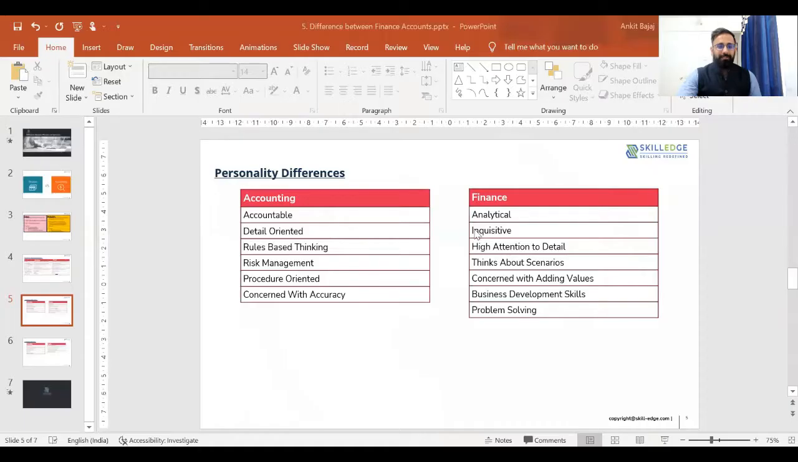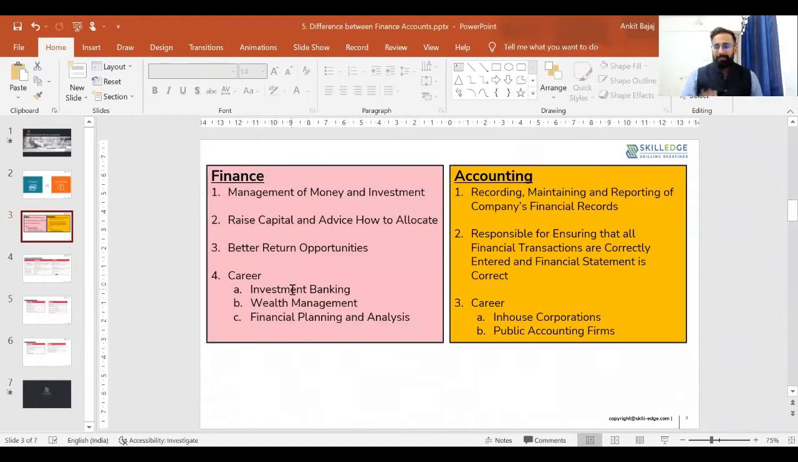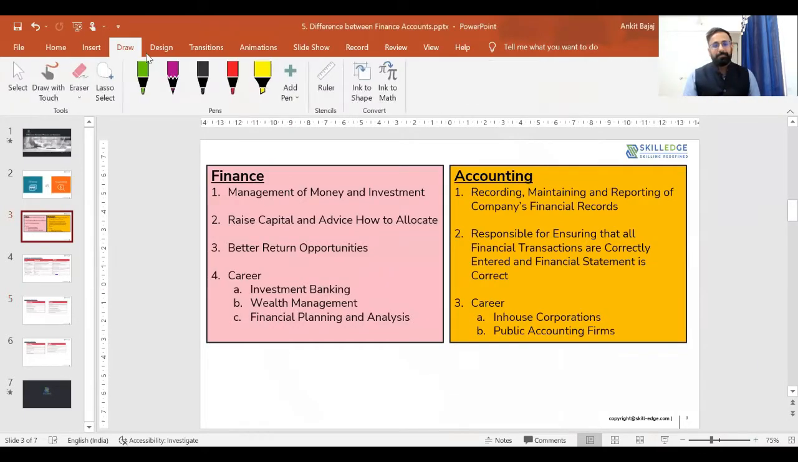So first of all, I will be discussing the key differences between finance and accounting. First, finance. Basically, finance is the management of money and investment, right? Let's suppose every company requires money to run their business. What will the company do? The company will raise money from different sources. Now, who will help the company to raise money? Definitely there will be a financial analyst, or a person from finance, who will help the company to raise money from different sources.